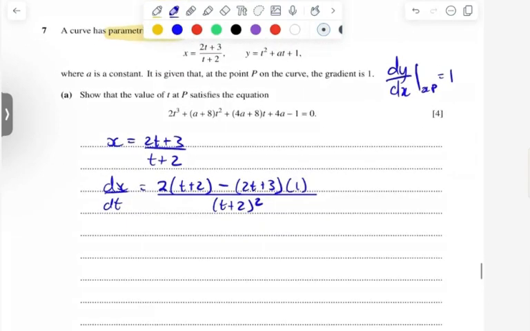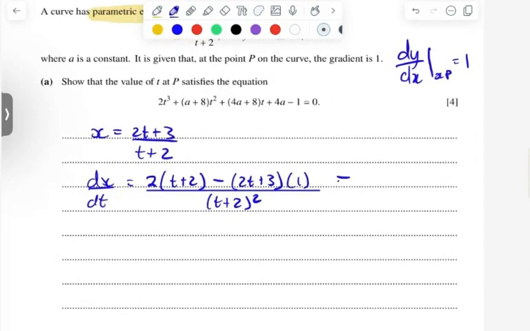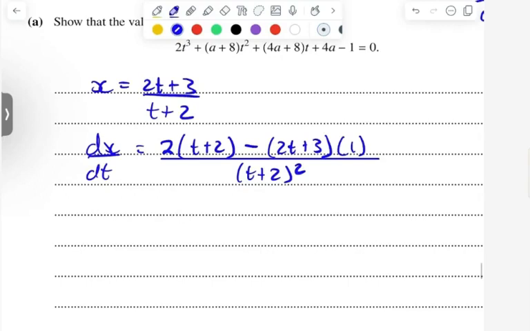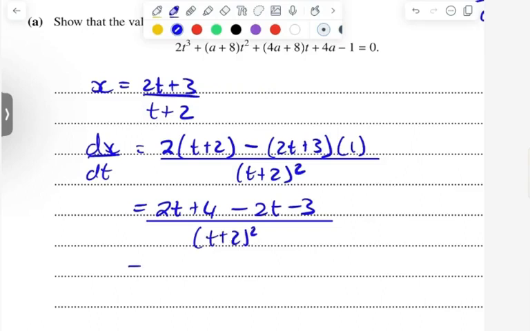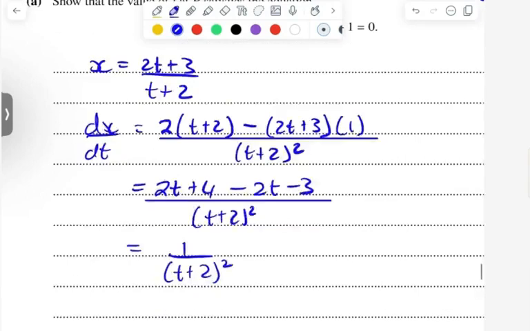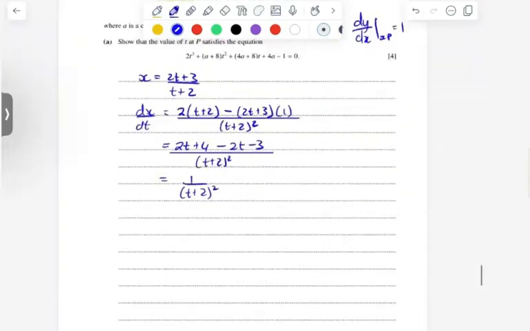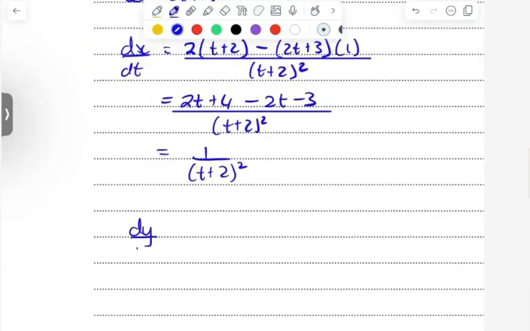Okay, we are looking for where the gradient is equal to 1. Oh wait, no, this is not our gradient formula, this is just our dx. Let me just simplify this to make it a bit simpler. Minus 2t minus 3 over t plus 2 squared. And that just becomes 1. Okay. Alright, so we haven't even done half the work yet. I'm way jumping what I need to be doing here.